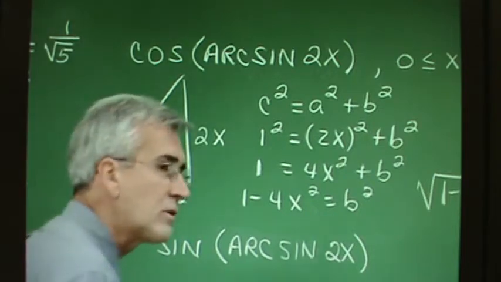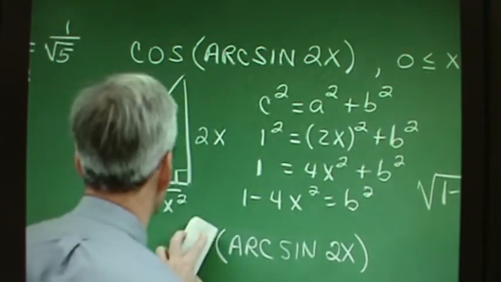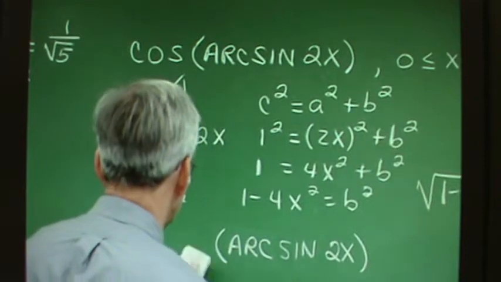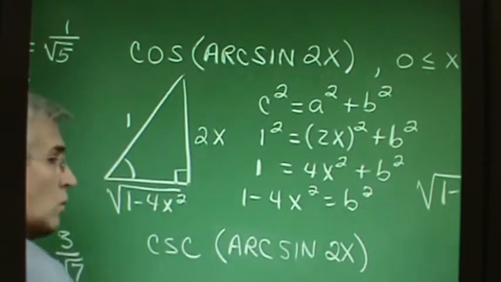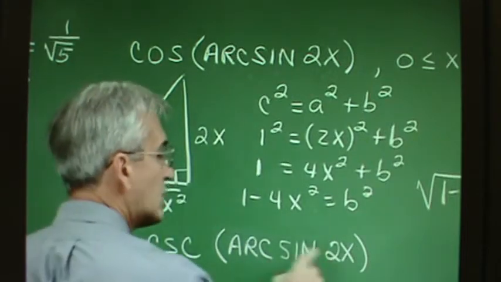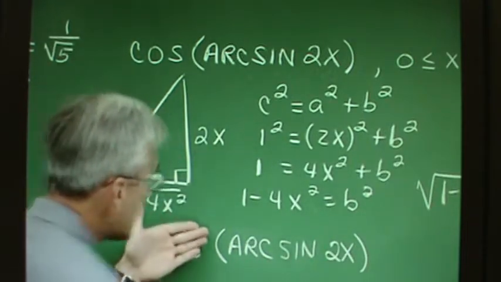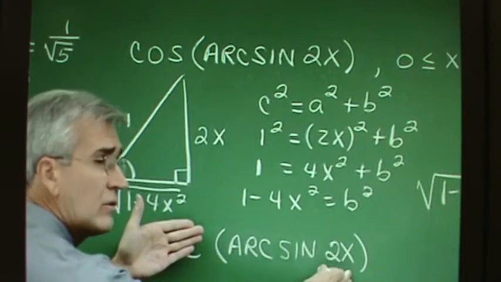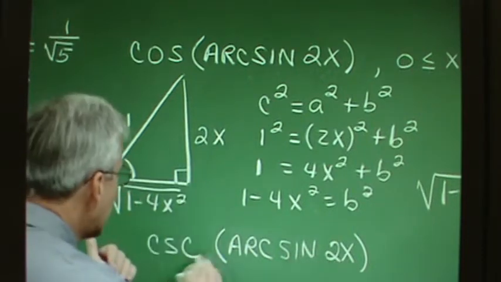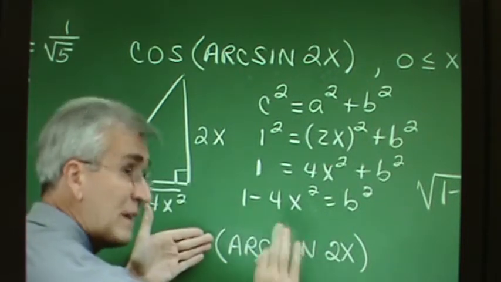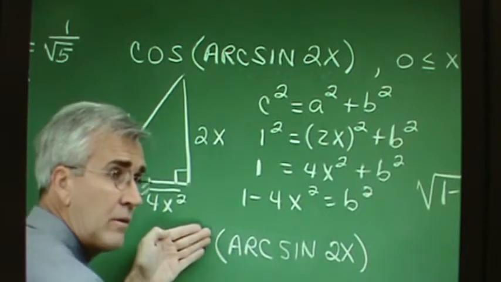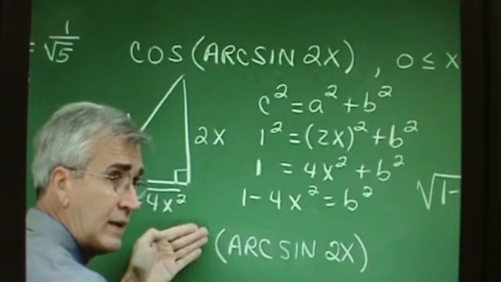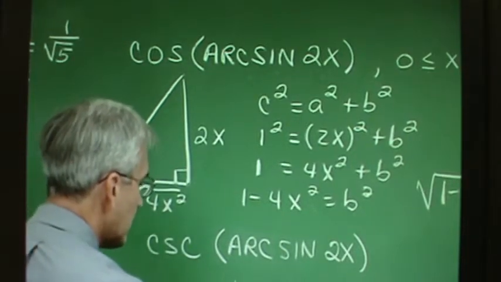Okay, now let me change it a little bit, and let's talk about this situation. What about the cosecant of arc sine 2x? Now, this is the angle whose sine is 2x. We know that the sine of that angle would be 2x. But what about the cosecant of that angle? Well, it would be the reciprocal of the sine. So this would simply be 1 over 2x.